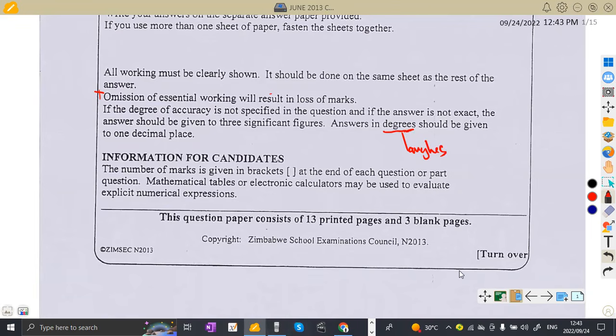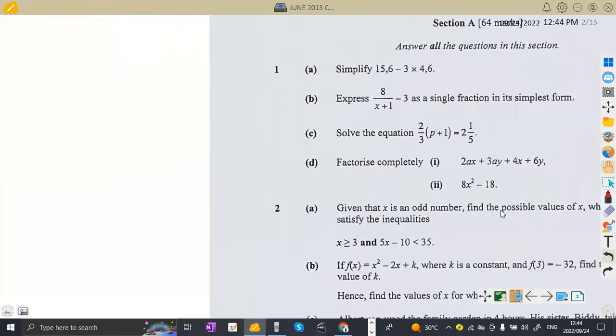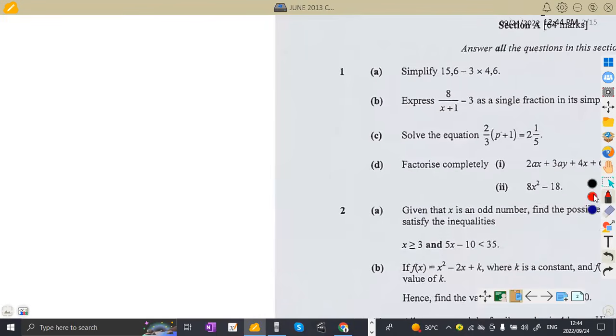Okay, so let us quickly rush through the questions that we are given so that we do not waste much time. We have got the first part of the question where we are given to simplify 15,6 minus 3 times 4,6. So there we are supposed to apply our BODMAS. So applying our BODMAS, we understand here that we've got brackets, division, multiplication, addition, then subtraction. So that means in this case we are going to multiply. We do not have brackets or division, so we're going to multiply, then we subtract later on.